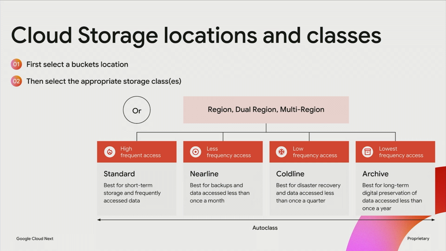So the nice thing about GCS is that across all of these different location types and all of those different storage classes, we give you a consistent, single global namespace and instant access across all of these storage classes. So as an application, you don't have to worry when we move data from one location to another location, or from one storage class to another storage class.